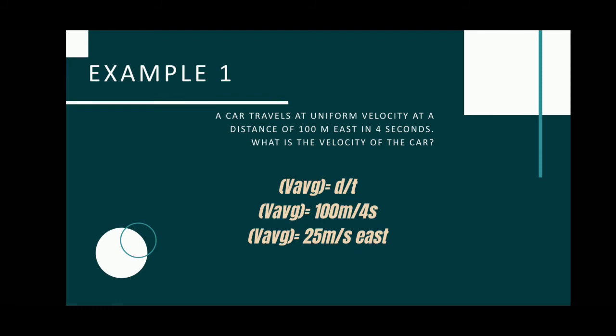Velocity example number 1. As I said earlier, speed and velocity have the same formula. So we are looking for velocity. A car travels at uniform velocity at a distance of 100 meters east in 4 seconds. What's the velocity of the car? The formula is d over time, or distance over time. 100 meters divided by 4 seconds is 25 meters per second. So the velocity of the car is 25 meters per second to the east.